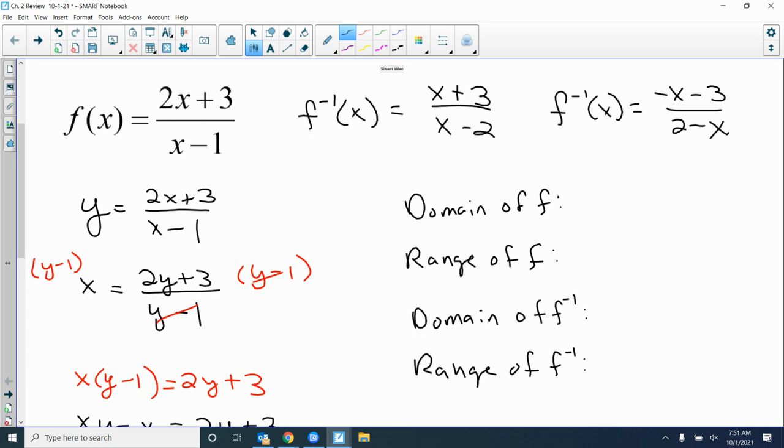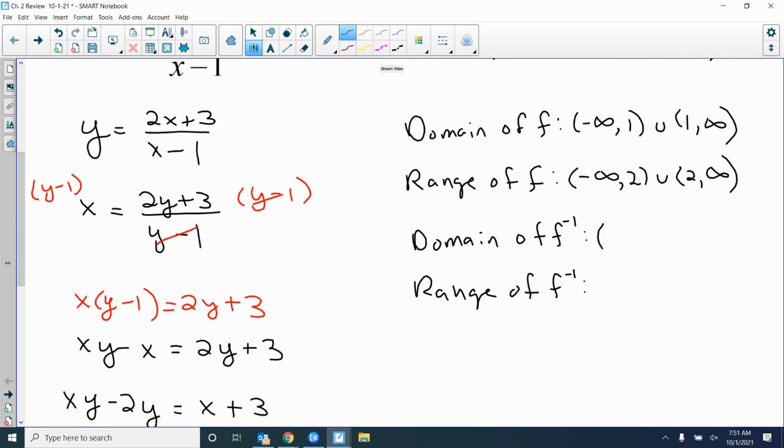The domain of f of x is negative infinity, comma 1, united with 1 to infinity. Gotcha. How about range? Negative infinity to 2, united with 2 to infinity. Gotcha. And then the domain for f inverse of x is negative infinity, comma 2, united with 2, comma infinity. And then I'm going to say negative infinity to 1, 1 to infinity, right?